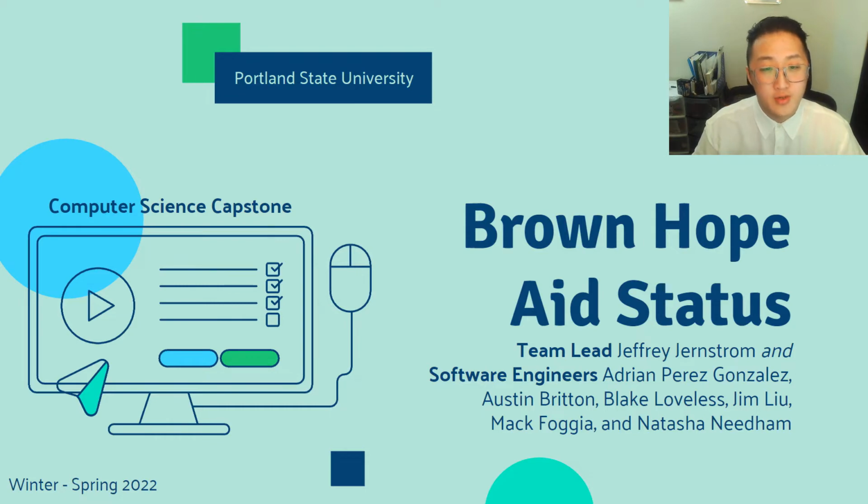Today we are going to introduce our fascinating project, the Brown Hope Application Status app. This is a Portland State University Computer Science Capstone project from winter to spring 2022. Before we get into the details, I'm going to introduce our team members.